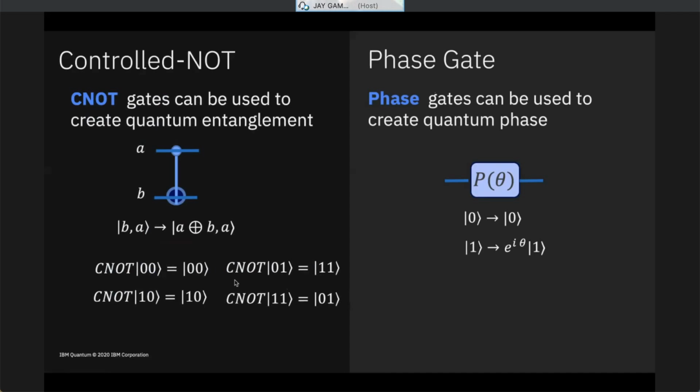The third gate, which we often need, is called the phase gate or the rotation around the z-axis. And this gate simply allows us to put quantum phases on our qubits. So if I'm in a 0 state, I don't apply a phase, but if I'm in a 1 state, I can put a phase on that. And this allows us to create complex numbers in our states. And this gives us the ability to do arbitrary rotations in this vector space.